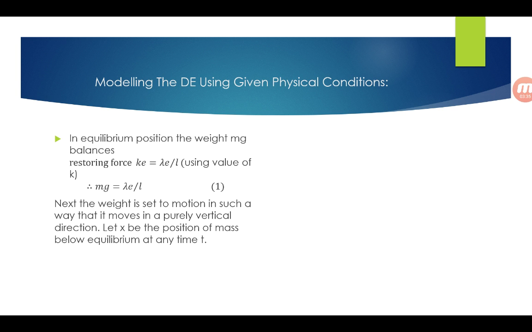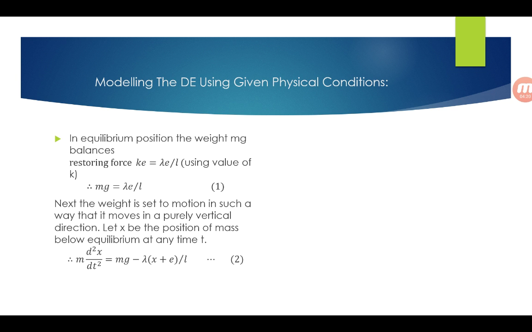Now this weight is set into motion in such a way that it moves in a purely vertical direction, up and down. Let x be the position of the mass below equilibrium at any time t. Our aim is to find x as a function of t. So how are we going to form the differential equation using all these given conditions? According to Newton's law, force is equal to mass into acceleration. So in this case, acceleration is d2x by dt square.